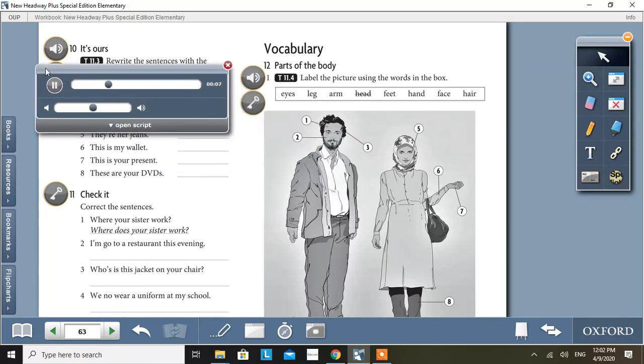Eyes. Leg. Arm. Head. Feet. Hand. Face. Hair.